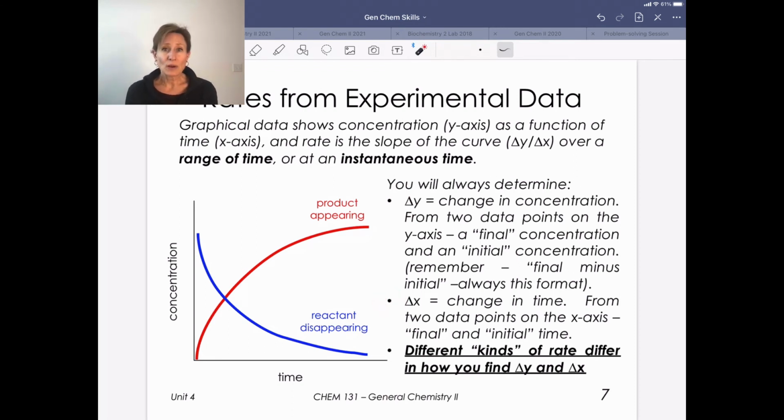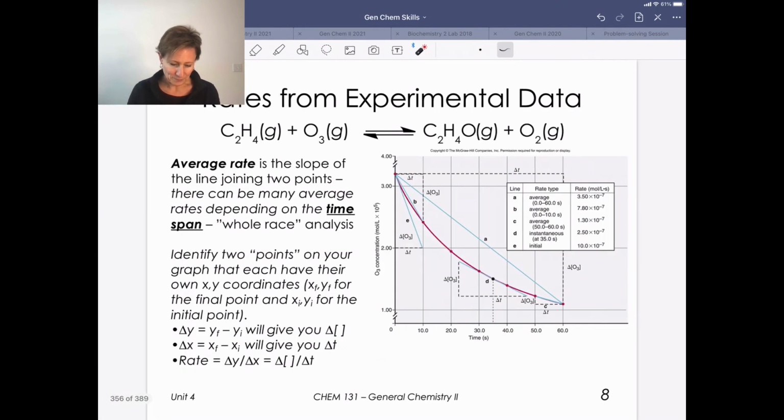Okay, and that's going to give us our rate by looking at those 2 pieces of information. So now I'm going to show you from some actual data how we get 3 different kinds of rates. And I do want you to know the difference between these rates, and I want you to be able to know the important one that we're going to use as we move into skill number 2.